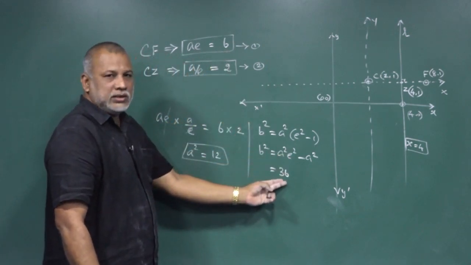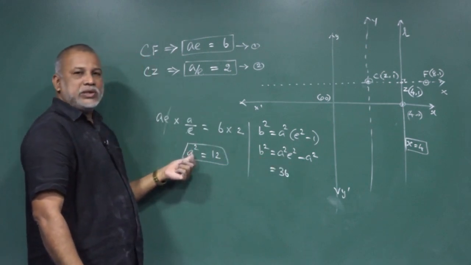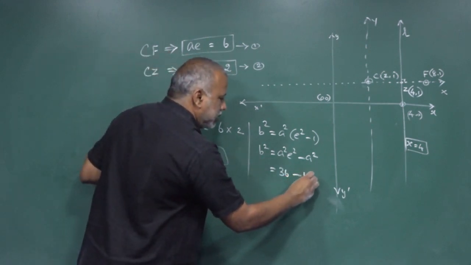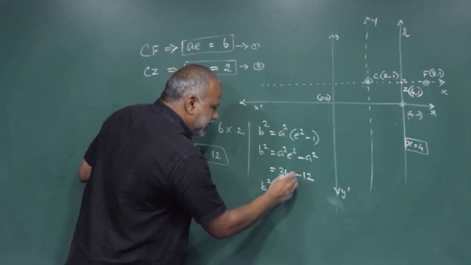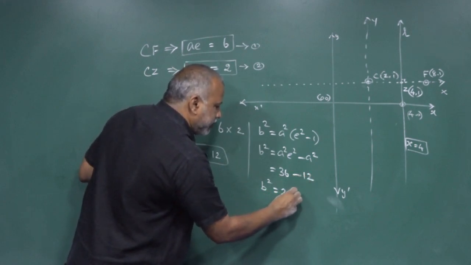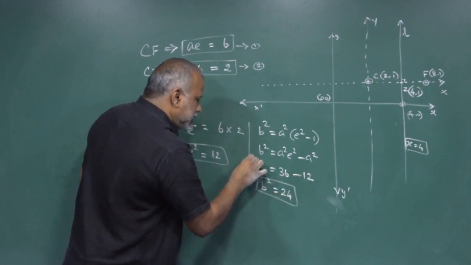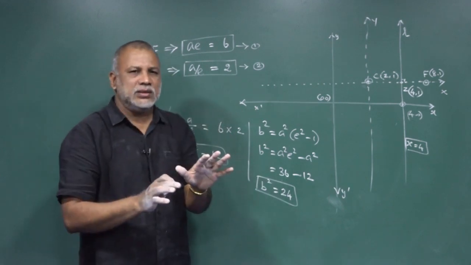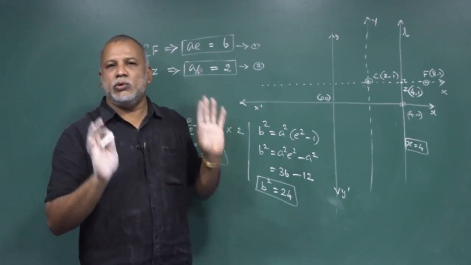A squared e squared means 36. What is the value of A squared just now? 12. So B squared equal to 36 minus 12, we can get 24. This is the very simple idea, but you have to realize it, then only you are able to work it out.